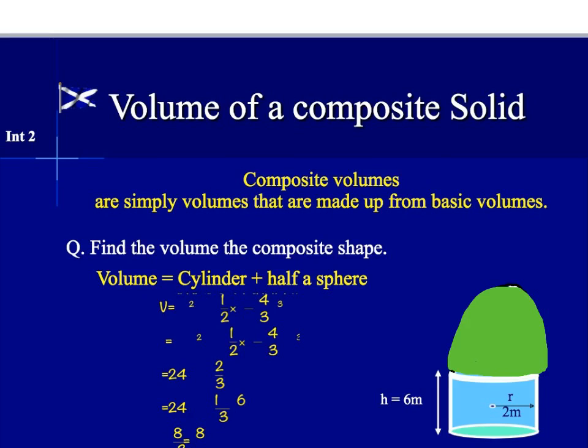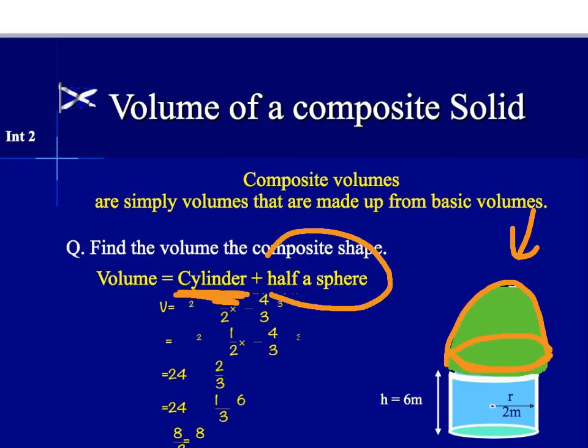And so down right here in the corner we have half of a sphere, and then we have a cylinder attached to the bottom of that sphere. So to find the volume of this, we're going to find the volume of the cylinder, and then we're going to add it to the volume of half of a sphere.